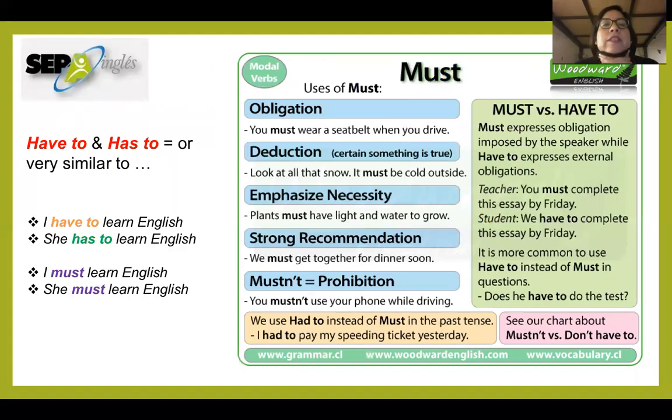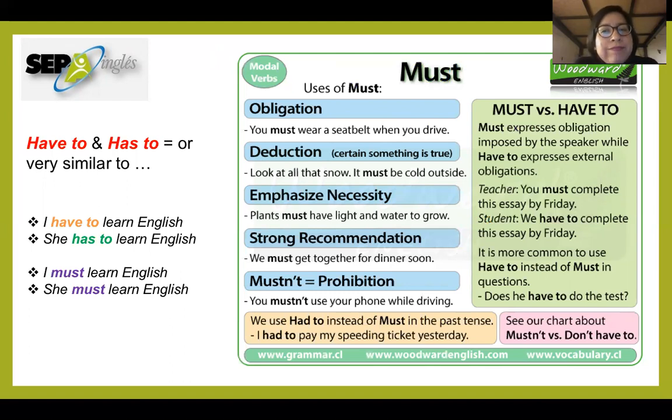Okay, what about must? Have to or has to are equal or very similar to must, the modal verb must. So if you say I have to learn English, it's very similar to saying I must learn English. She has to learn English is very similar to expressing she must learn English. It's almost the same idea. I mean, you are expressing a very similar idea. That I have to, that I must is an obligation that I learn English.